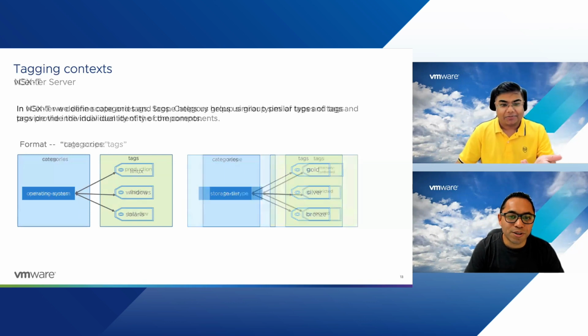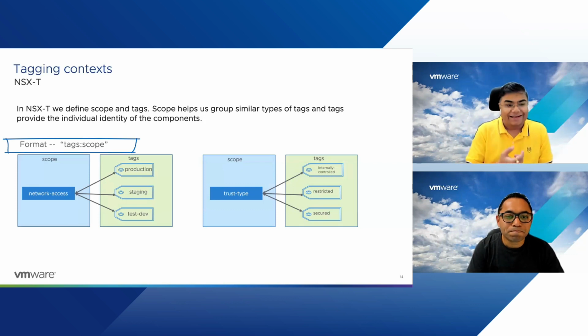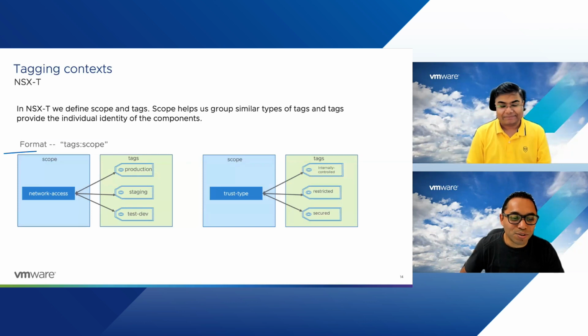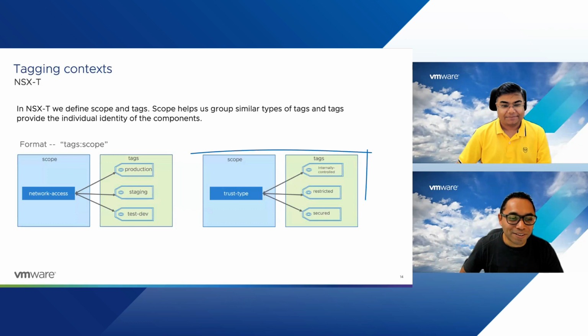All right, so this is vCenter. Now, how about NSXT? How does it look there? NSXT is the same thing: scope and tags. The key here is called scope and the value is the tag. So these are the nuances of each product at the moment, until, like you said, we reach that optimal nirvana state.